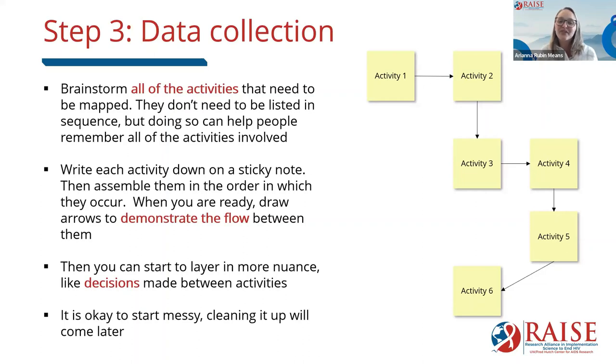And as you do so, you can start to layer in more nuance, like decisions that need to be made from going from one activity to another, such as, does the person have a positive pregnancy test? Yes, no. If yes, go to this activity. If no, go to this activity. And you can go ahead and record those additional details either in the map or in a written document.